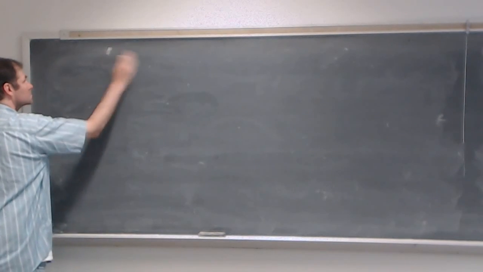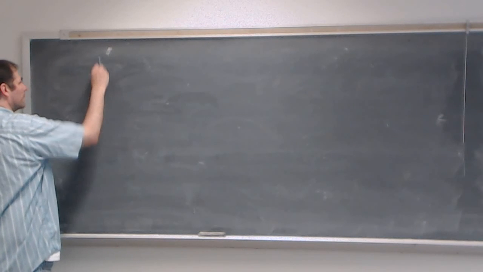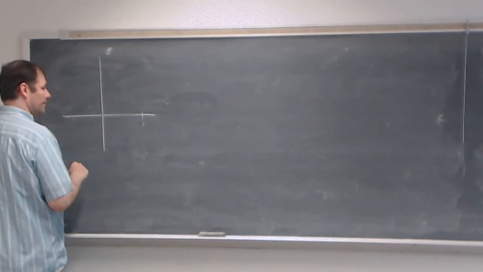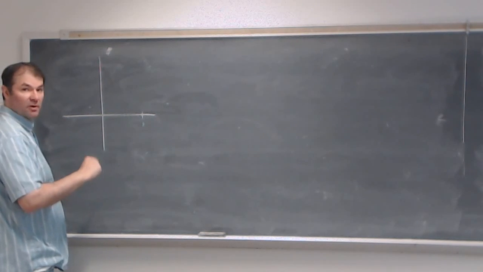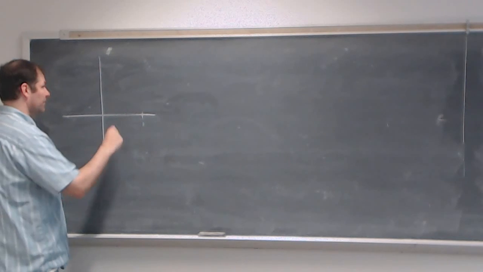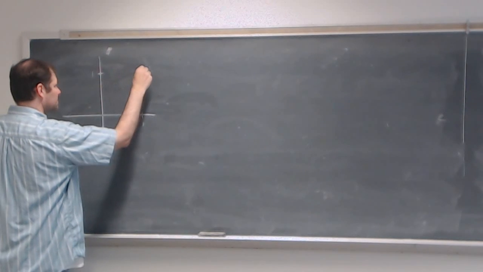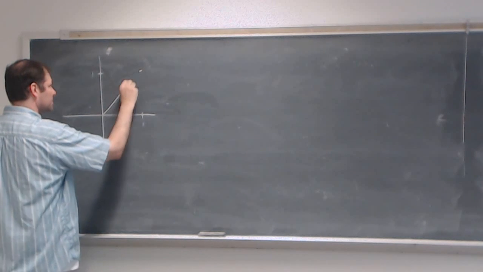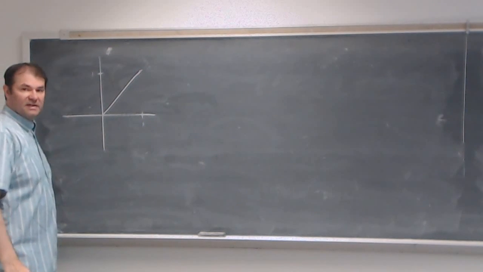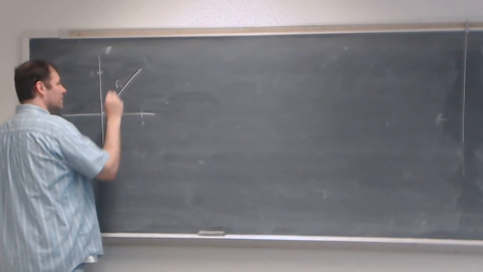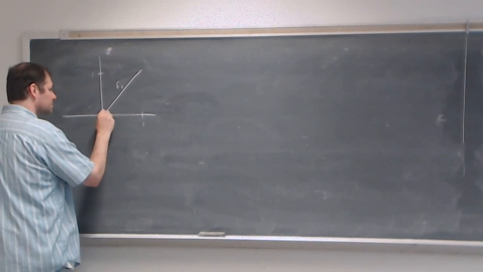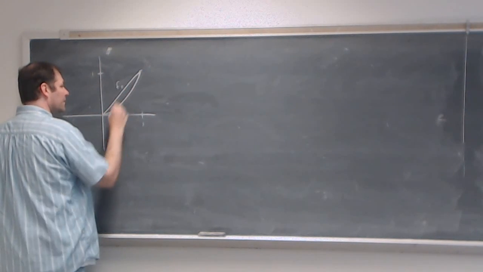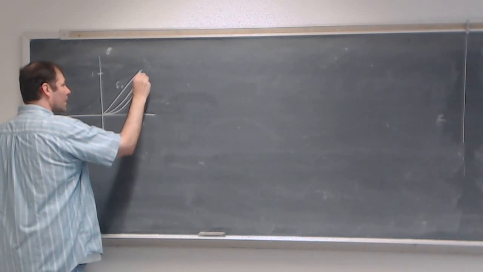So my picture is the following. We're just looking from 0 to 1. The first function in my sequence, f sub 1, is x to the first, which is the line y equals x. The next function in my sequence is f sub 2, which is x squared. I know what x squared looks like. It looks like this. Then x cubed also looks like that. Then x to the fourth.